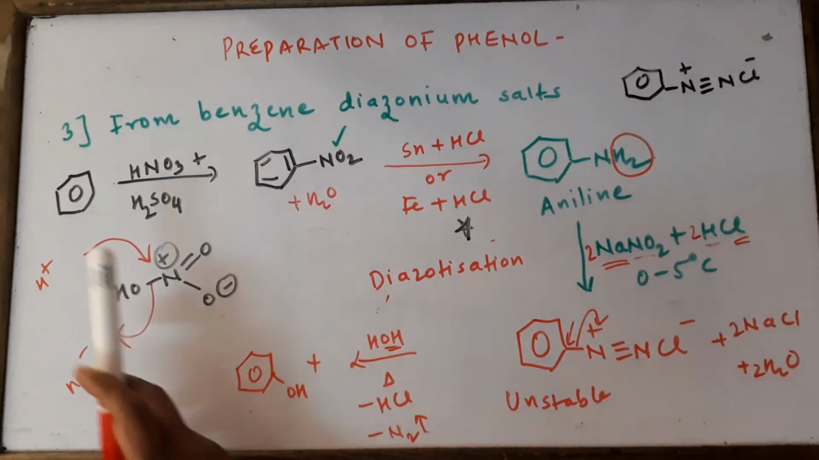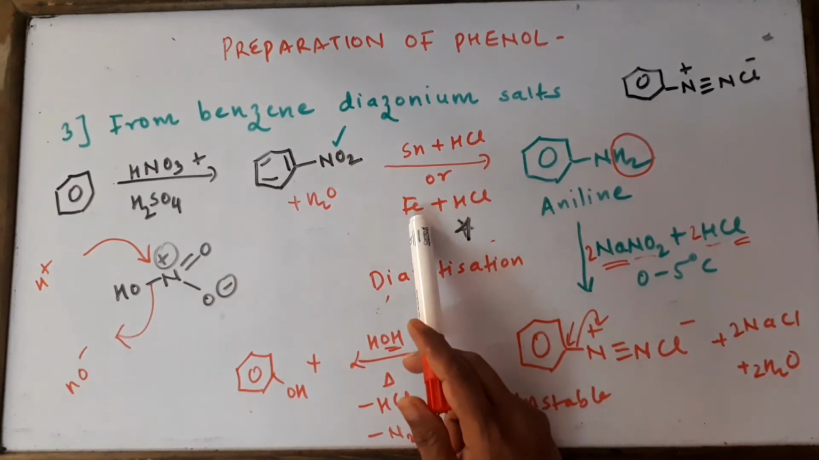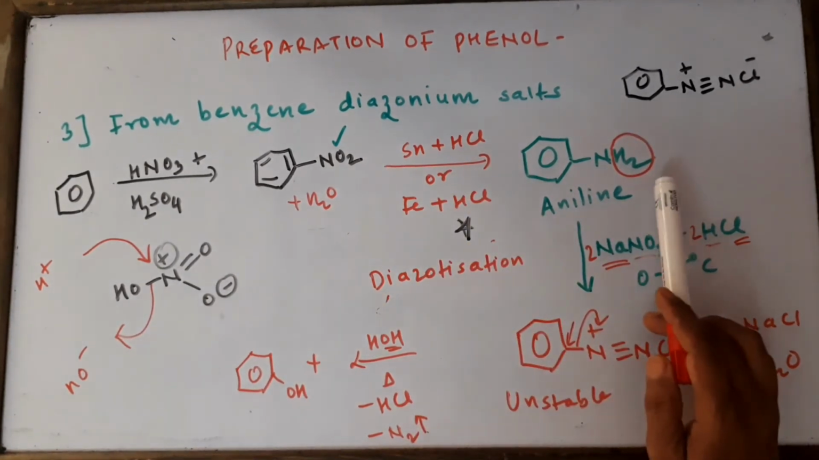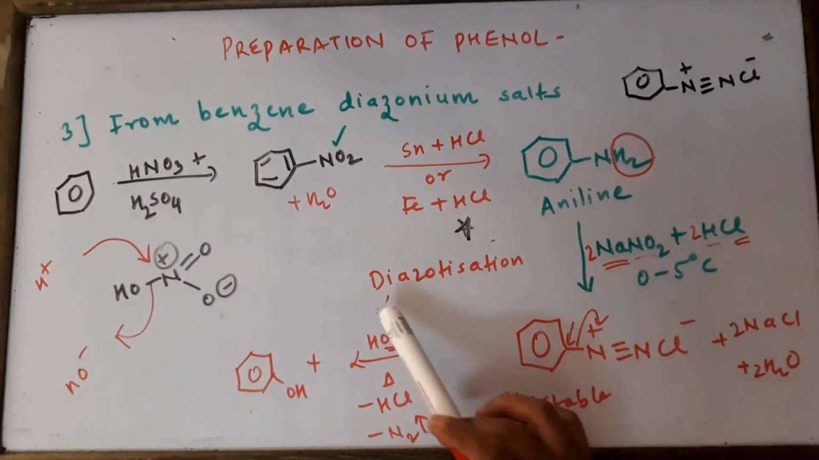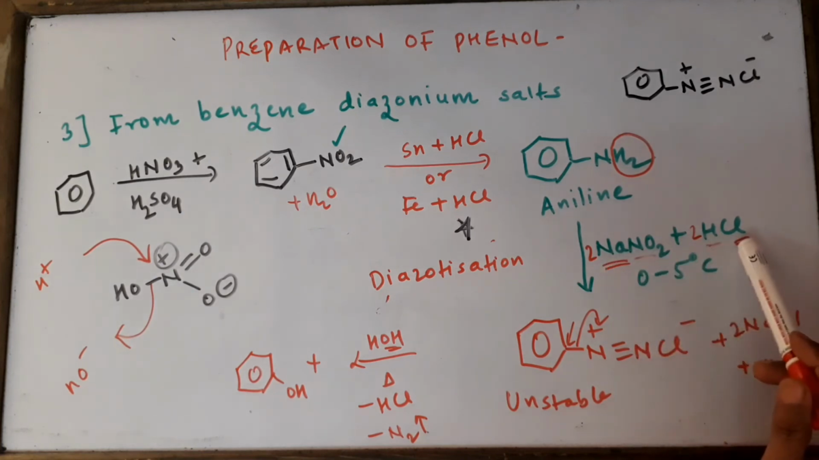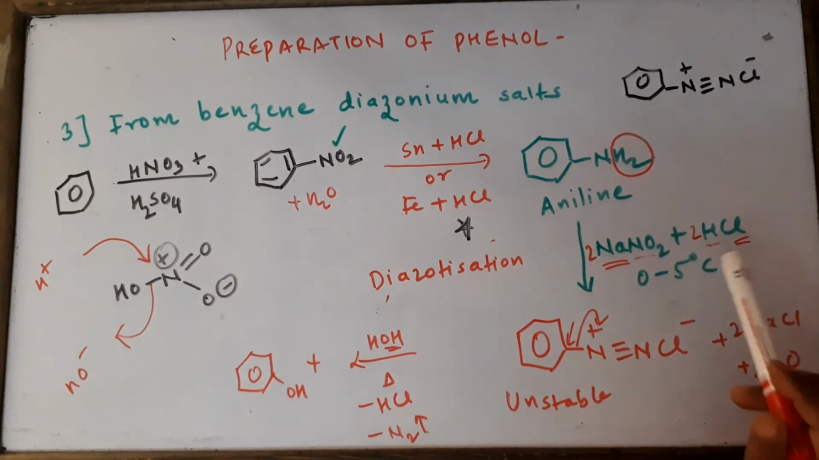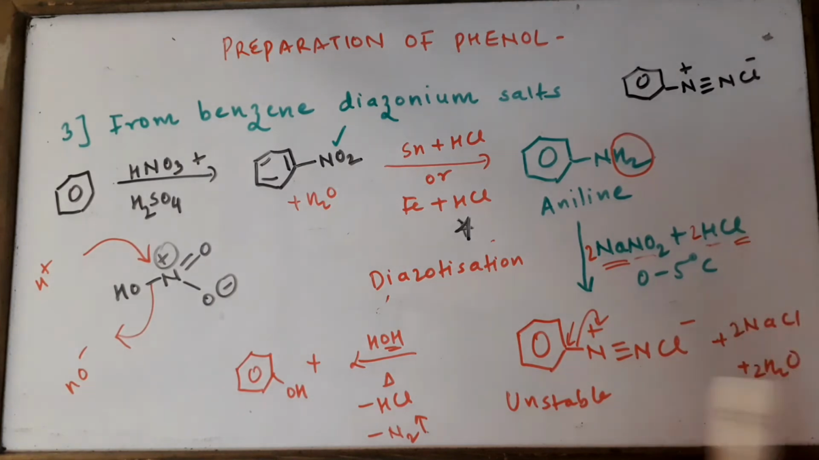Let me revise this once again. First, nitration of benzene to get nitrobenzene. Reduction of nitrobenzene using metallic reduction technique to give you aniline. Conversion of aniline into benzene diazonium salts by a reaction known as diazotization, during which we are using a special acid, that is HNO2, nitrous acid. The acid has to be prepared at the time of reaction in the test tube, because it's very, very unstable. Now the benzene diazonium salt itself is unstable. Let us just react it with water and slightly warm it. It will break down to give you nitrogen gas, HCl and phenol.